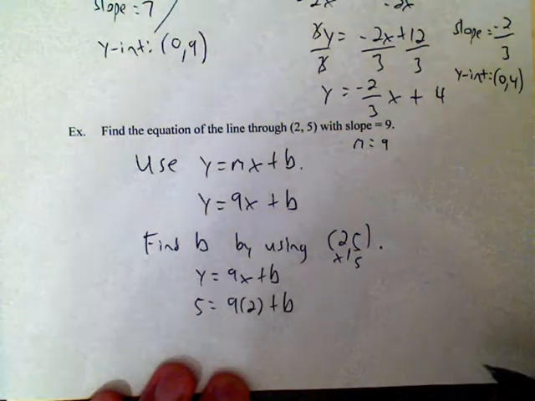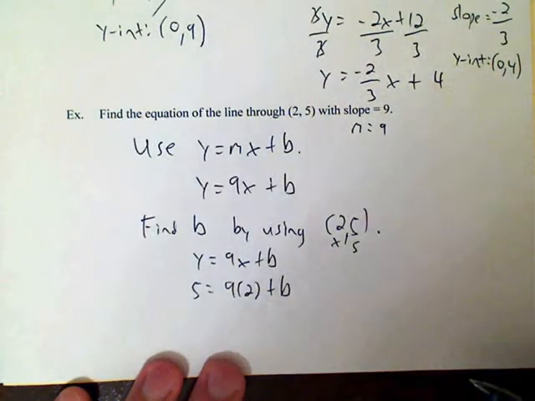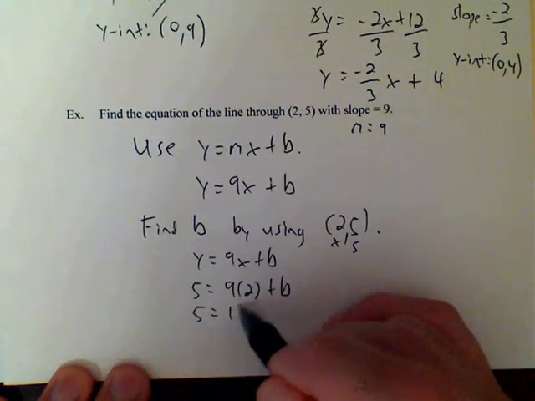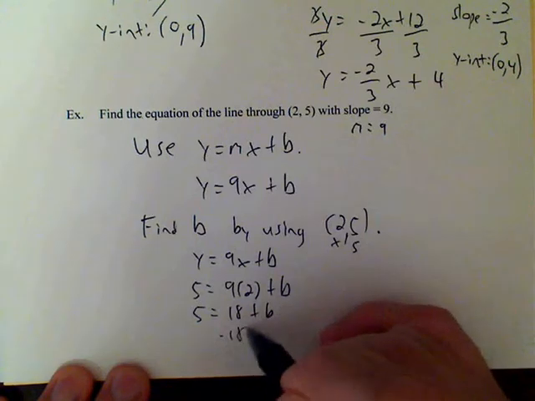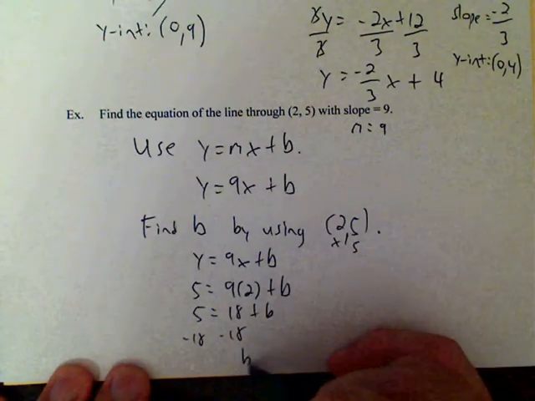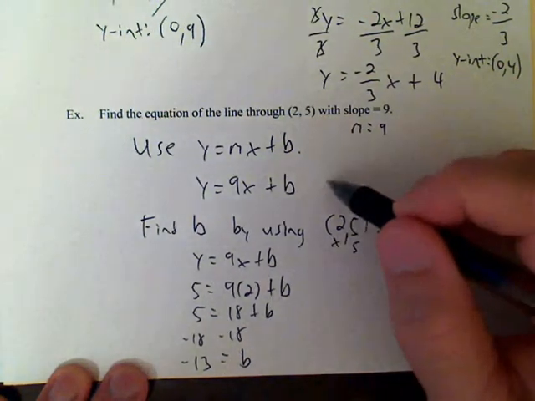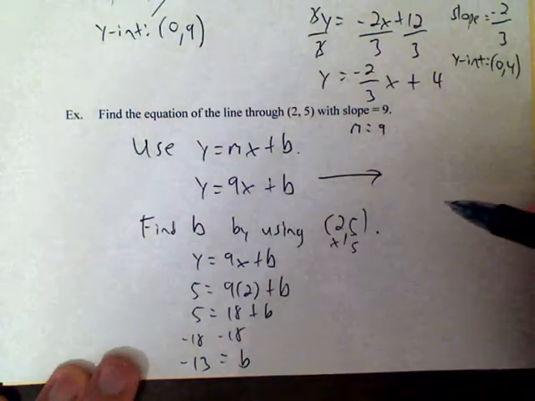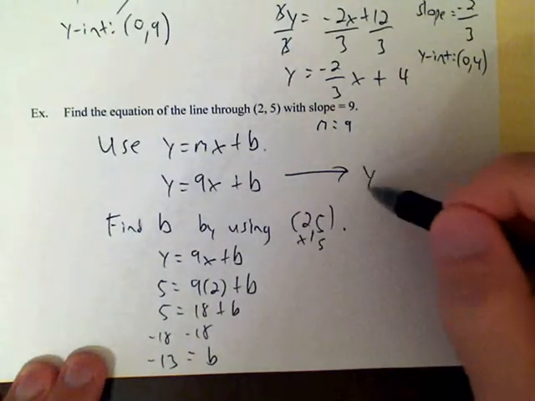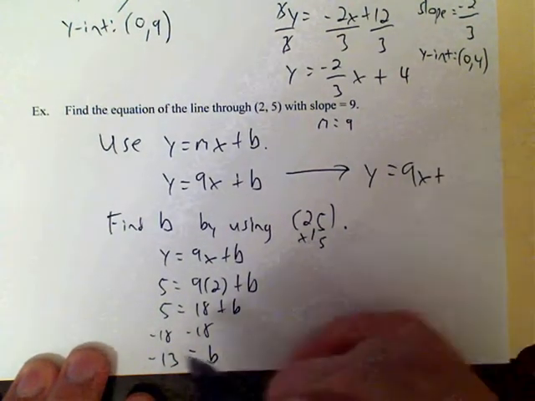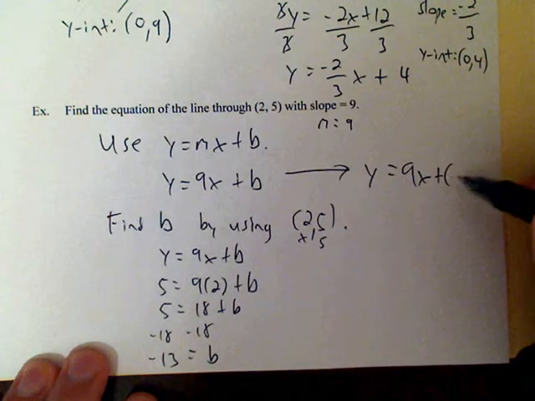And what that means is we have an equation solving for one variable, in this case b. So 9 times 2 is 18. Subtract 18, and we get b equals negative 13. Now we're going to take our equation that doesn't have the b, y equals 9x plus b, and we're going to substitute the b with what we found it to be, negative 13.